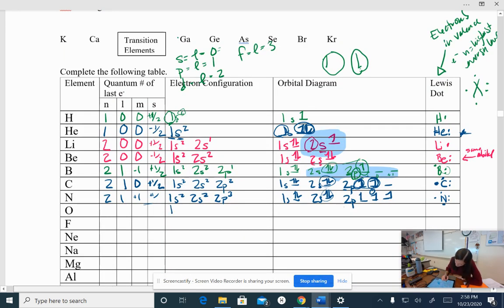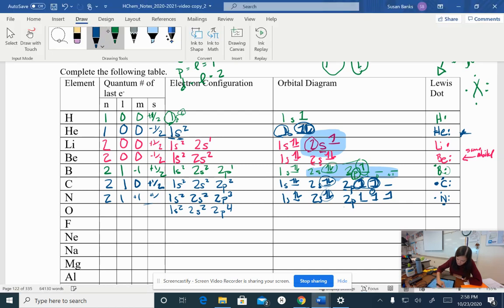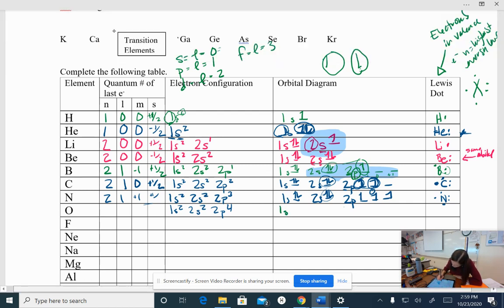So I now have 1s2, 2s2, 2p4. 1s up and down, 2s both up and down, 2p up, up, up, and that fourth one is going to go down. So now I have oxygen right here with the 2 here. I have 2 together here, and I'm going to put those on top, and then these are singles, so single and single.